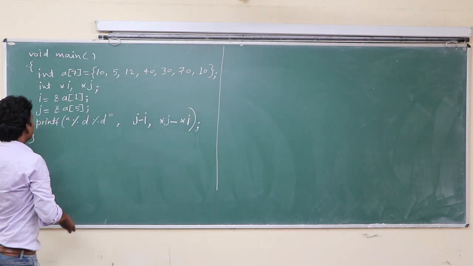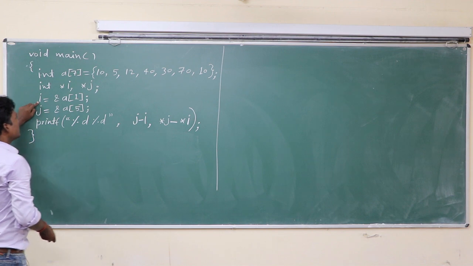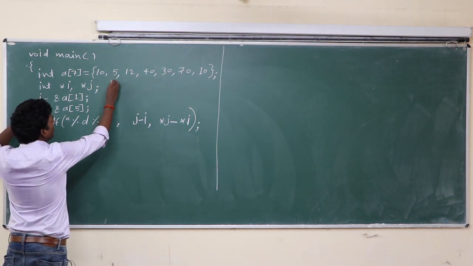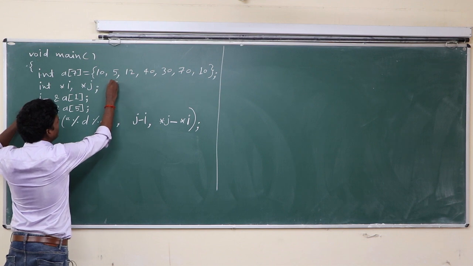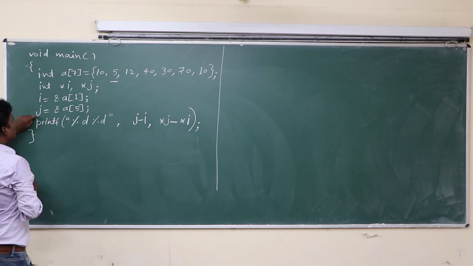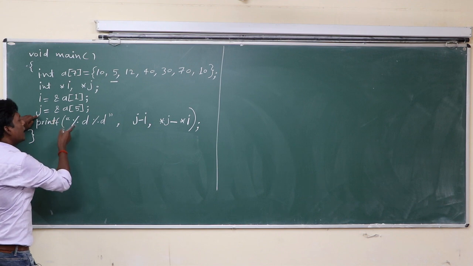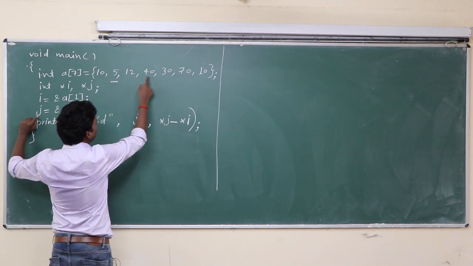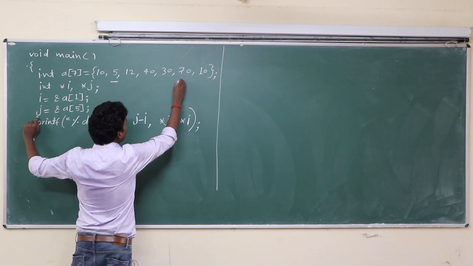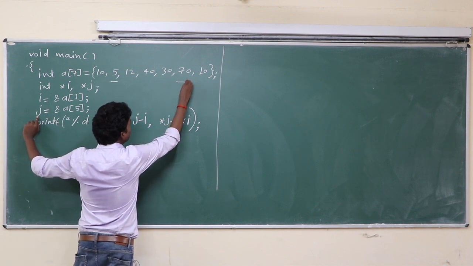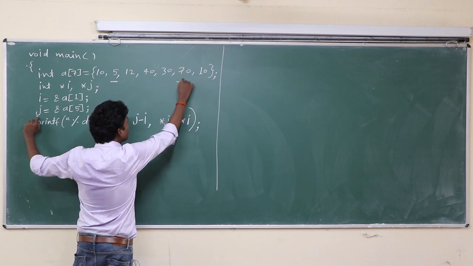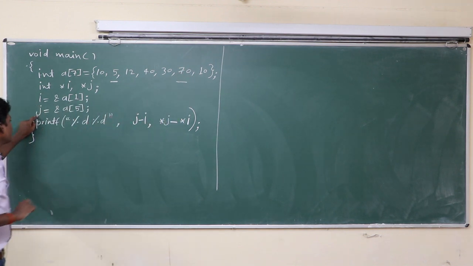Okay class? So I has address A of 1. So this is the A of 1, I has address of this location. And J has address of A of 5. This is the A of 1, this is the A of 2, A of 3, A of 4, A of 5. So J has address of this location, not value, address of this location. Okay?